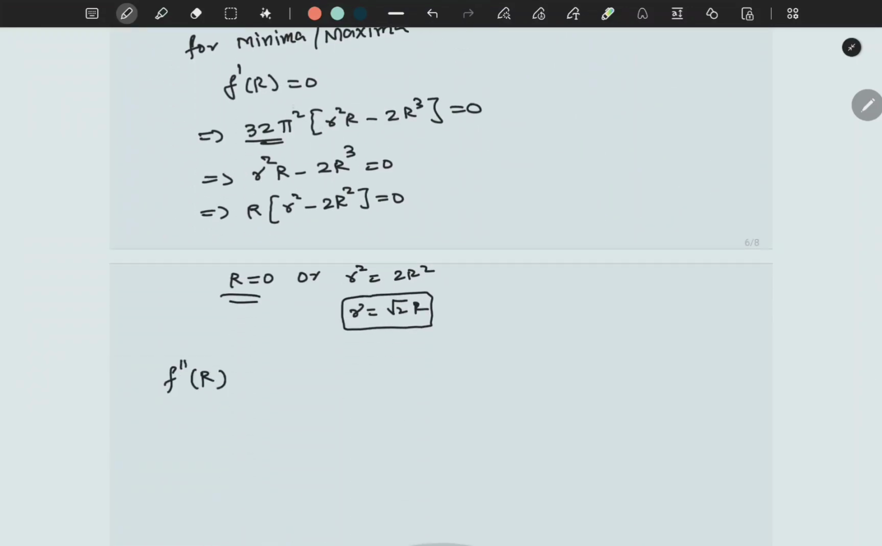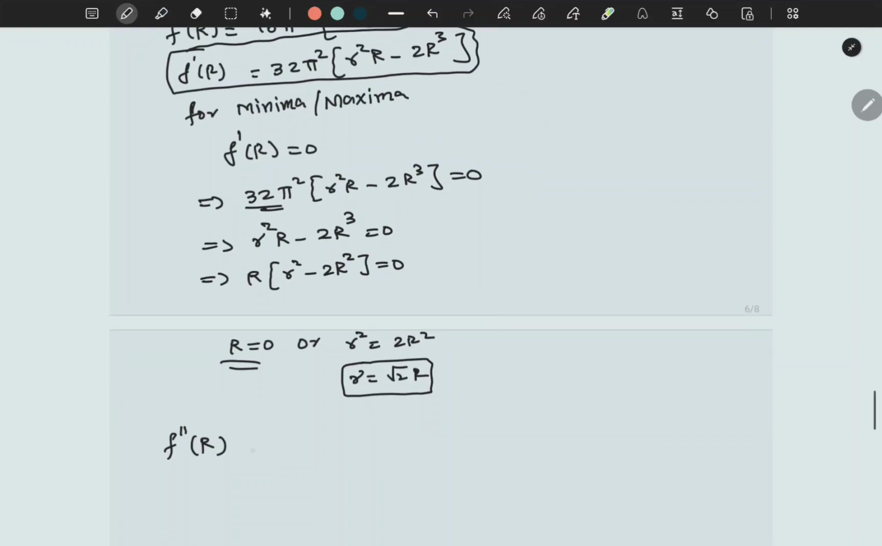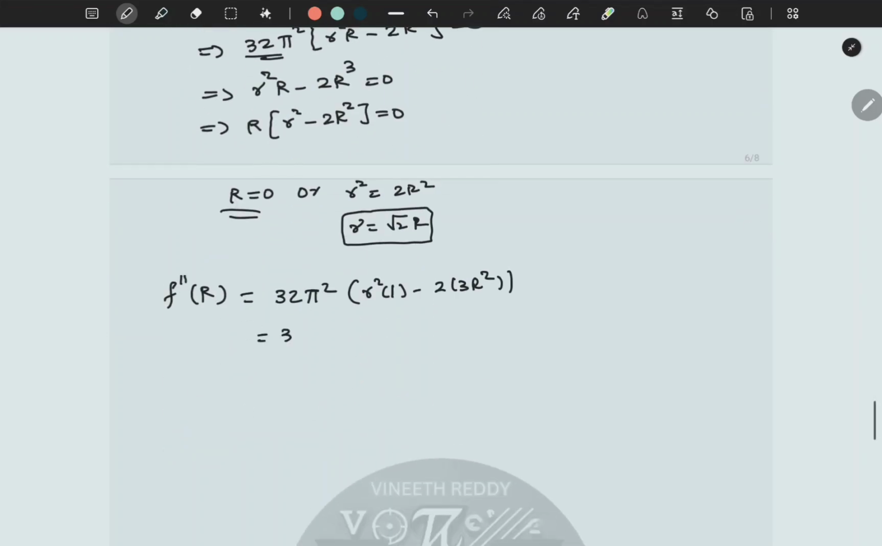We have to once again differentiate this expression for minima or maxima, right? So f double dash of r should be 32 pi square, and derivative of r square into r should be r square into 1 minus derivative of 2r cube should be 2 into 3r square, right? So we get 32 pi square into r square minus 6 capital R square. So let us replace.